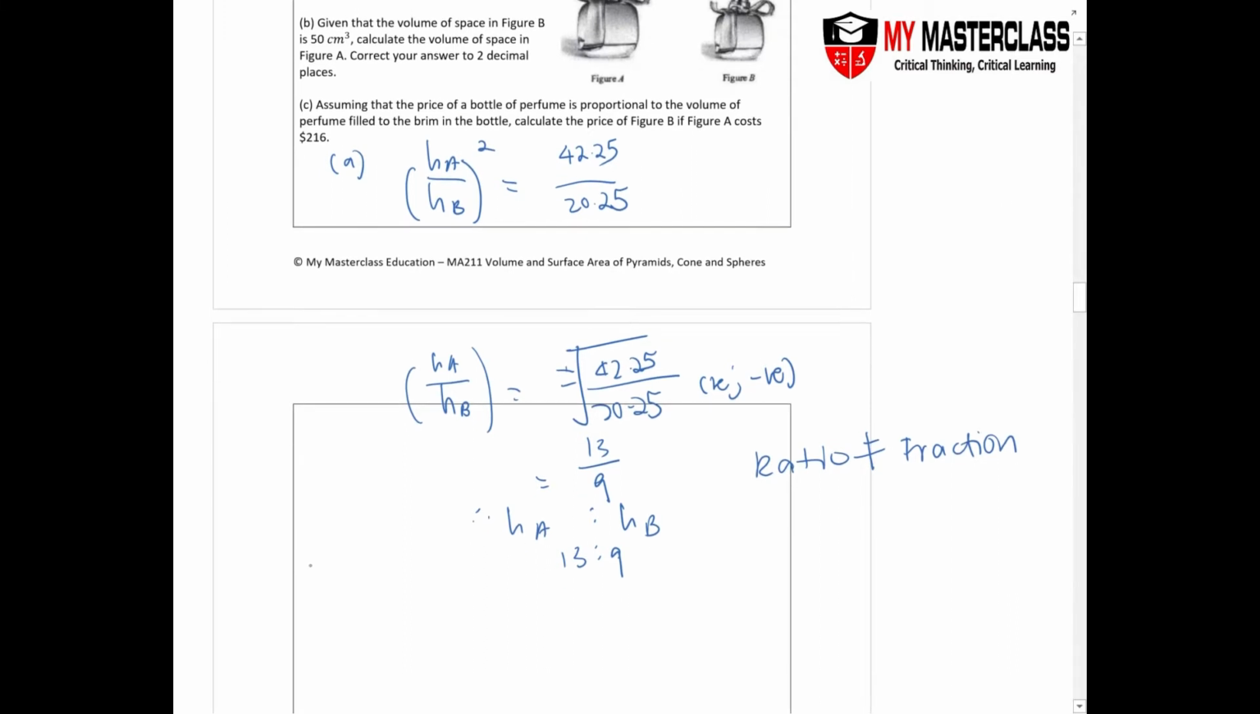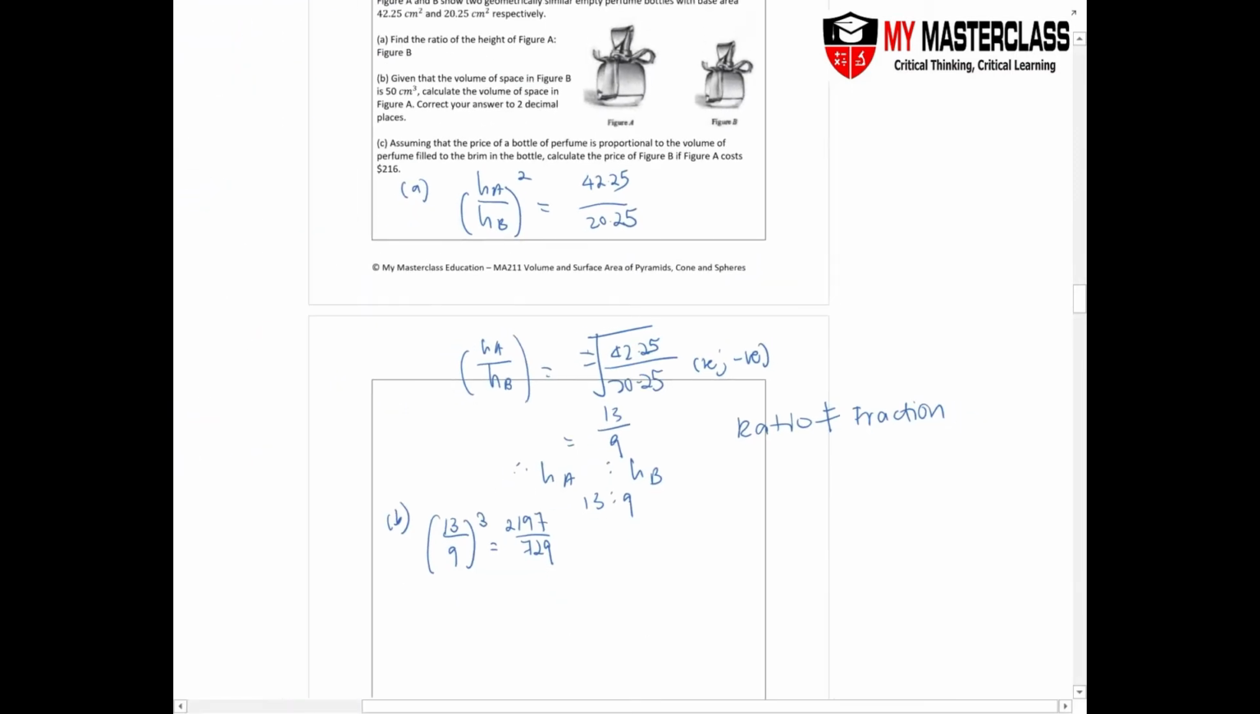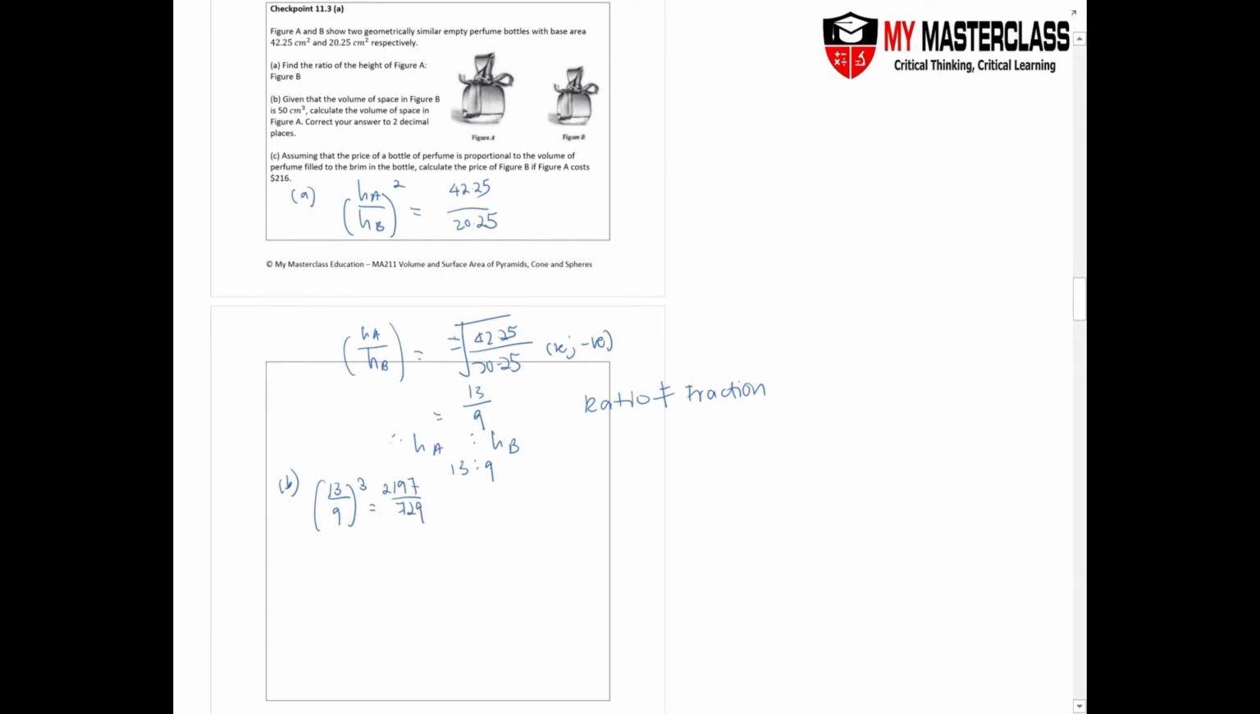Then part B, let's see, the volume of space in figure B is 50 cm cube. Calculate the volume of space in figure A, correct to 2dp. So using the height ratio, you cube this, and you get 2197 over 729. Now ratio is not the actual amount, so please be very mindful. In this case, we're looking at ratio, so they are in terms of units.